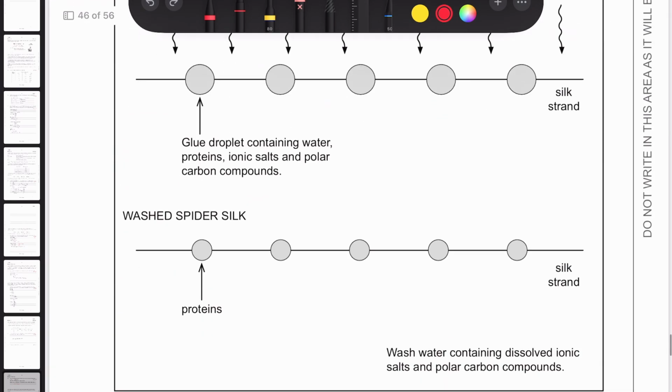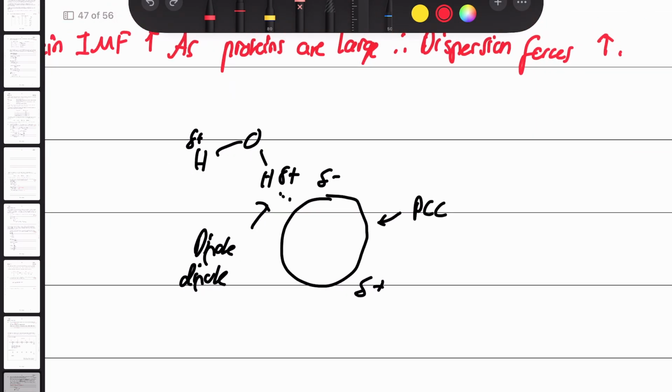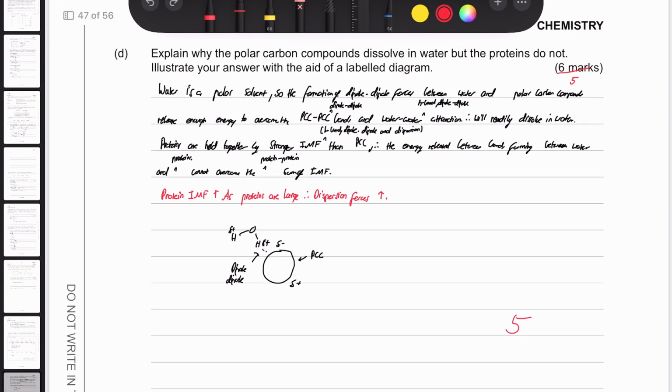And then the very last question here, guys. I thought my diagram was an appropriately labeled diagram that shows interactions within and/or between molecules of polar carbon compounds and water. So I said this was a polar carbon compound, and it shows interactions. So I gave myself the mark from that diagram, and I thought I wouldn't get it. And I actually got most of the marks here.